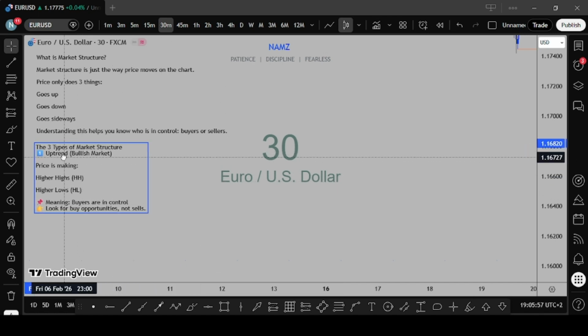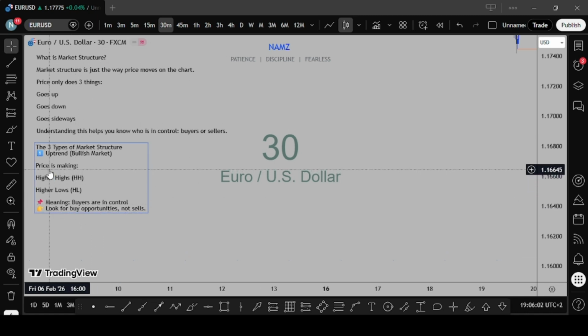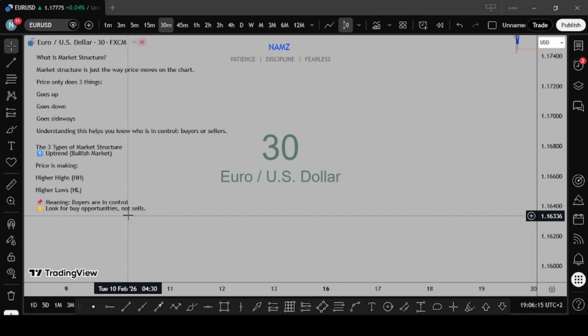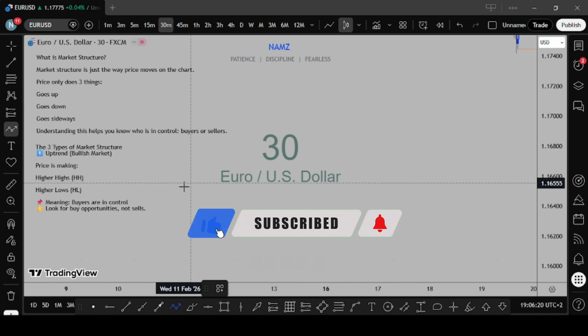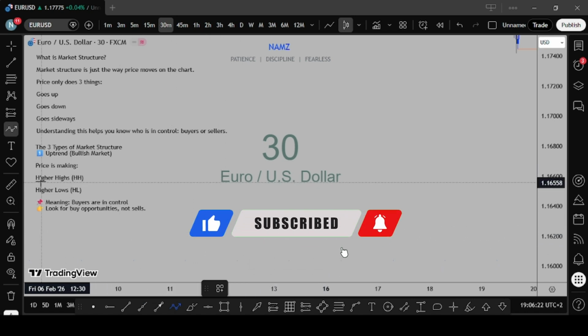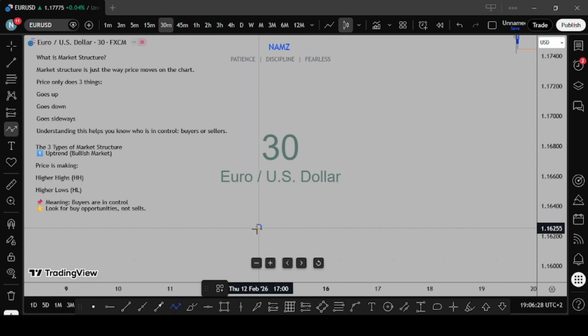So in this market condition, what are we expecting? Price is making higher highs and higher lows, meaning buyers are in control. Look for buy opportunities, not sales. So this is what it means. So in an uptrend, the market is creating highs, higher highs.